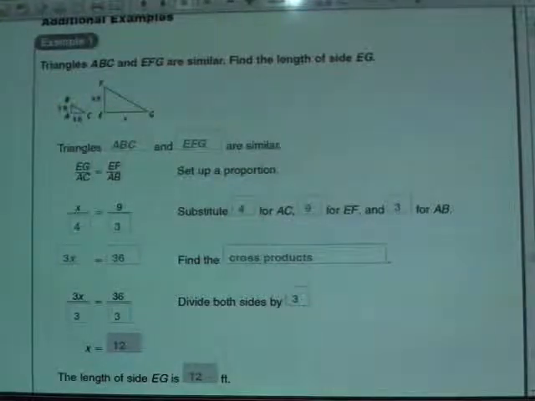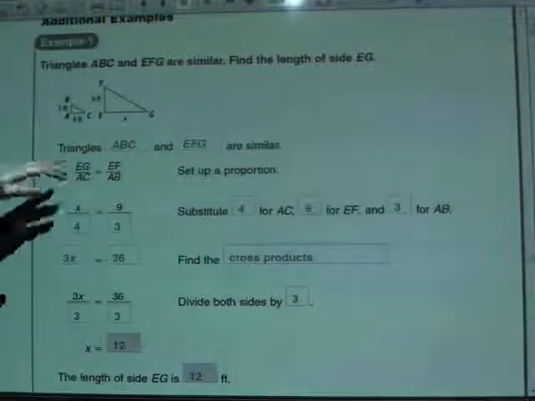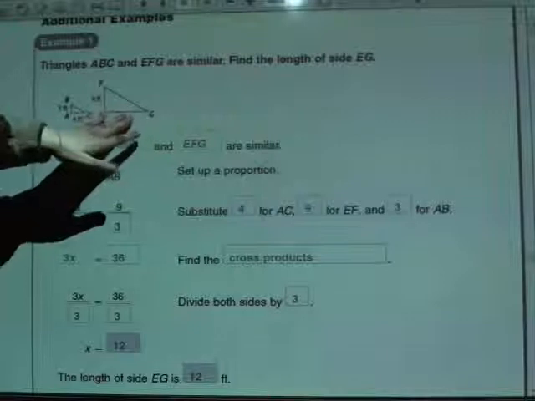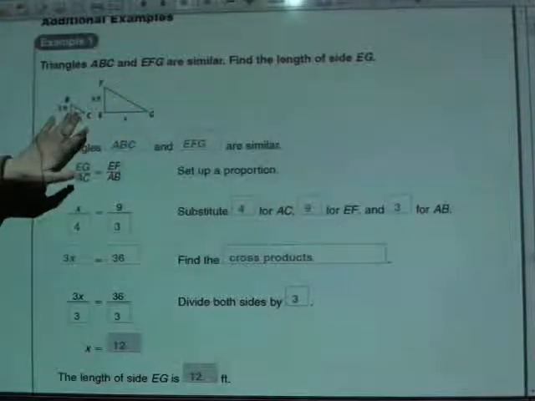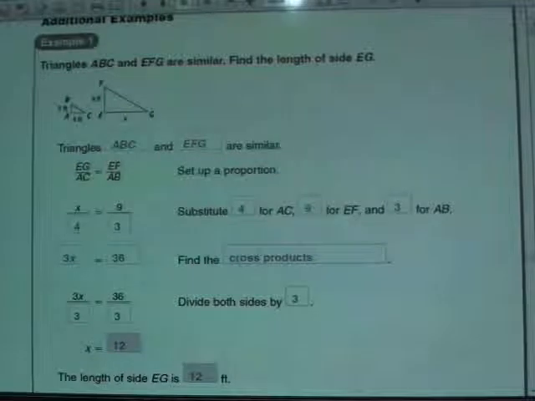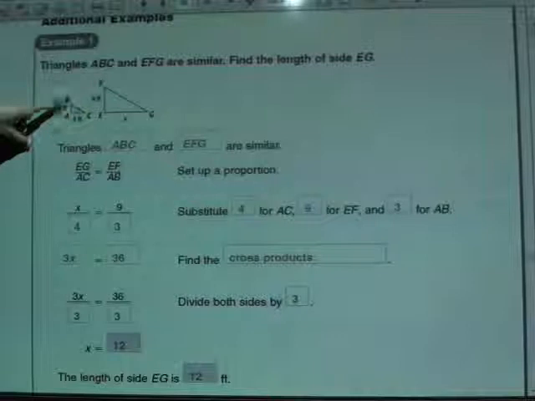So what they've decided to do is set up a little proportion. They're comparing EG and AC. Well, how are they getting away with that? Notice that these are both the bottom of the shapes. And they're comparing that to EF and AB, and notice that those are both the left sides of the shapes. And notice the way they've set up our proportion.